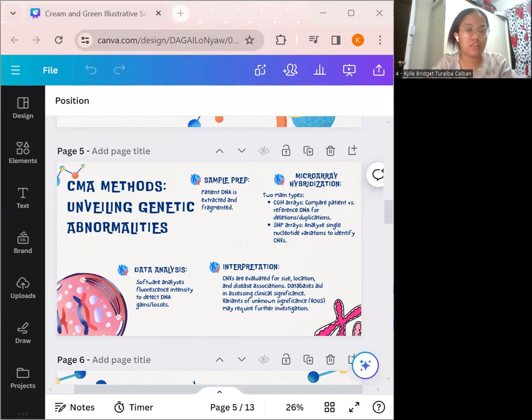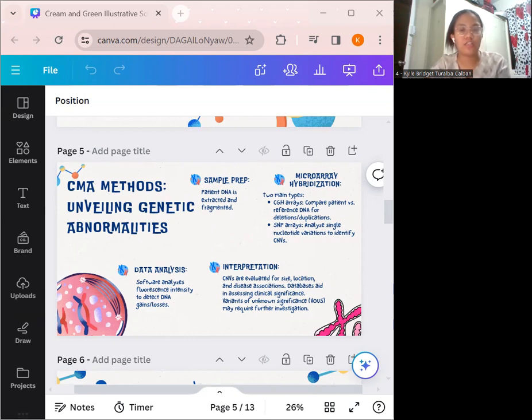The next one is data analysis. Following hybridization, the microarray undergoes scanning to measure the fluorescence intensity of each probe. Software algorithms analyze the data to pinpoint regions of the genome with gains or losses of DNA.